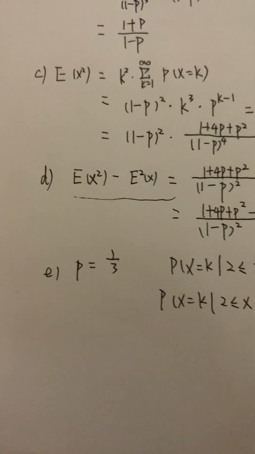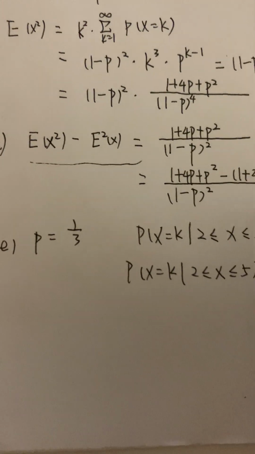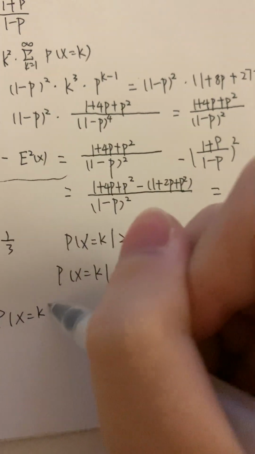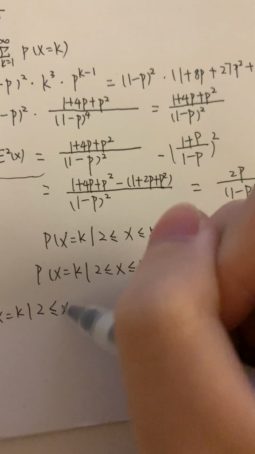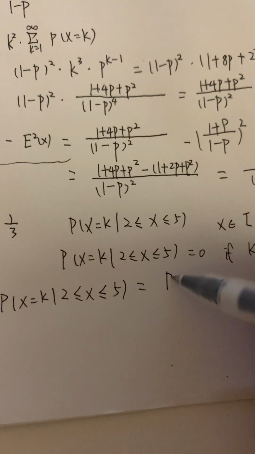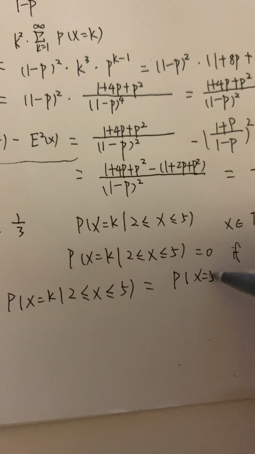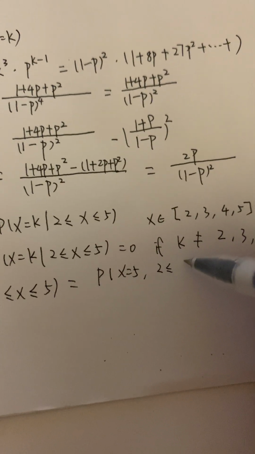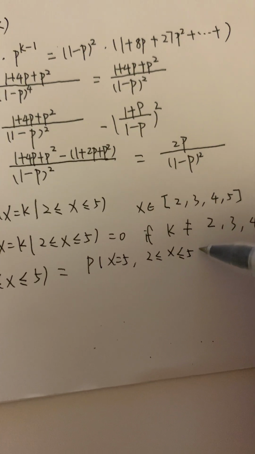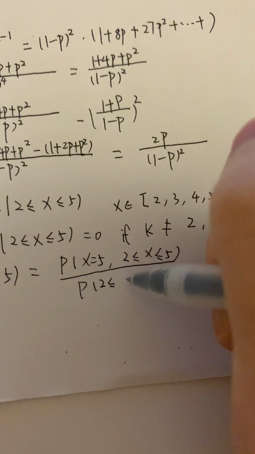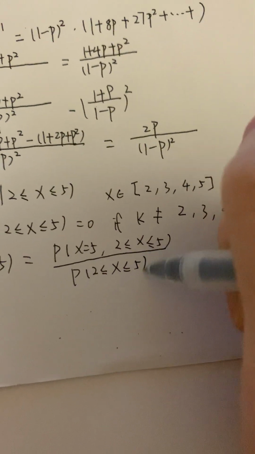So we just need to find the probability that x equals k given 2 is smaller than or equal to x and smaller than or equal to 5. This is equal to P(x equals k and 2 smaller than or equal to x smaller than or equal to 5) over P(2 is smaller than or equal to x smaller than or equal to 5).